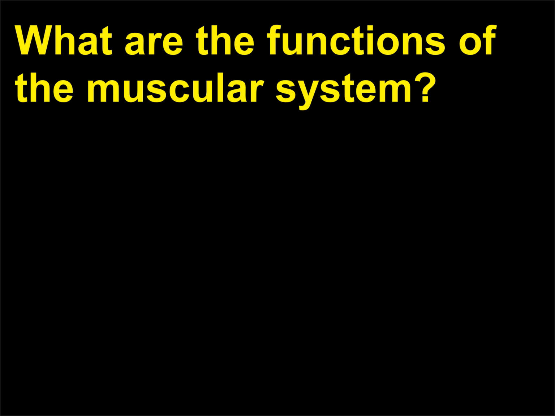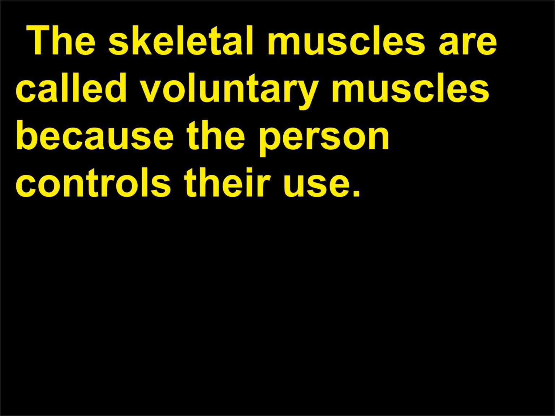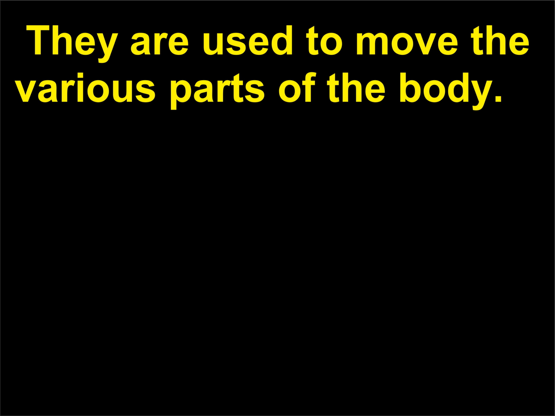What are the functions of the muscular system? Muscles are identified as being voluntary muscles or involuntary muscles. The skeletal muscles are called voluntary muscles because the person controls their use. They are used to move the various parts of the body.